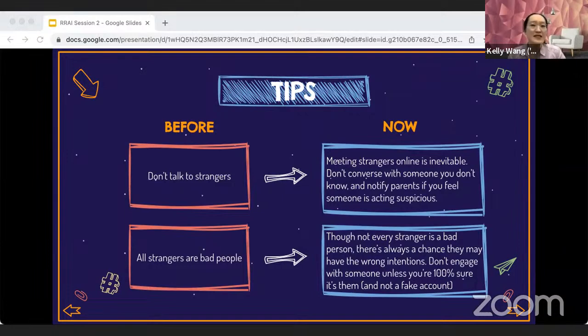Another thing that parents may say is, all strangers are bad. Well, it could be true that anybody could have the wrong intentions when interacting with a minor online, but you can always remind your kids to not engage with someone unless they're 100% sure it's them and not a fake account, for instance, and certainly not a stranger.